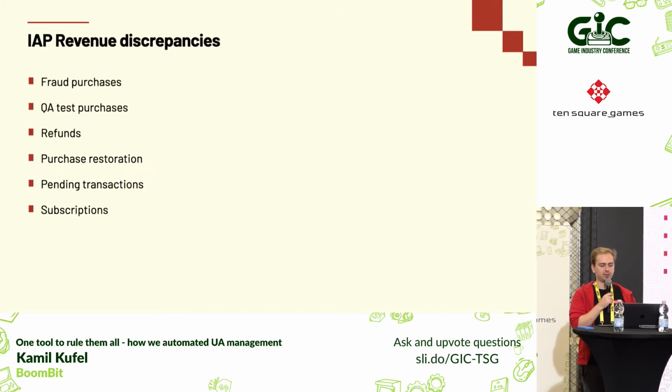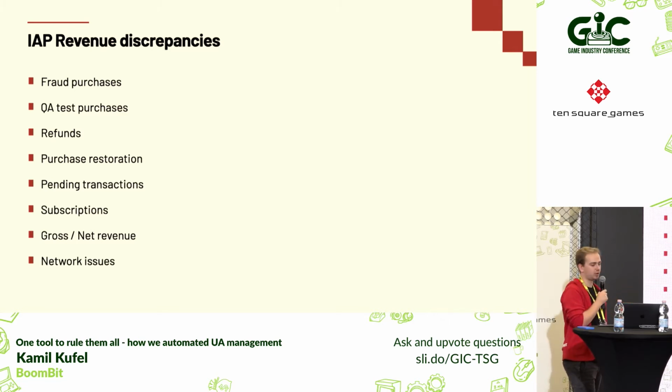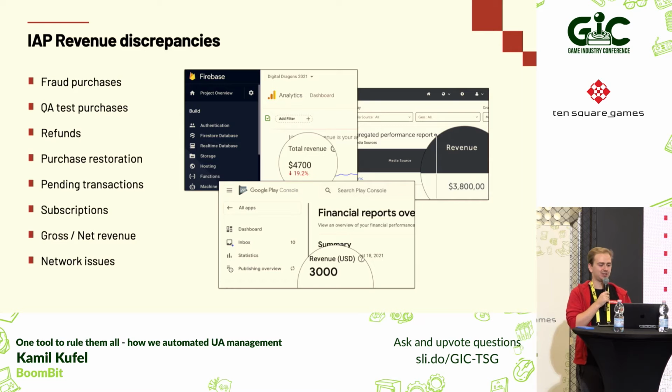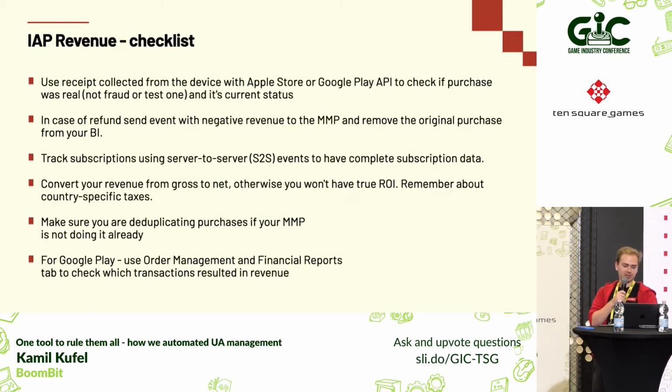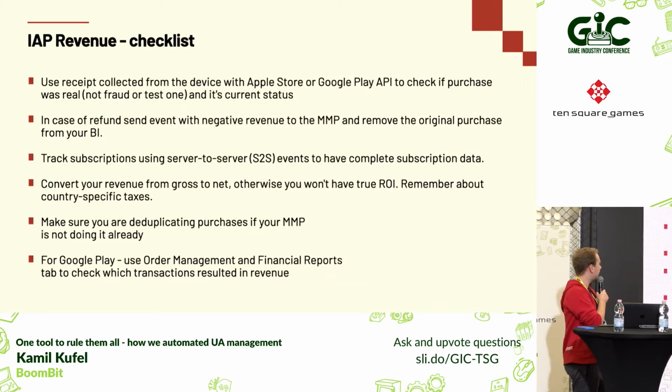We also need the in-app revenue. There are plenty of reasons why it can go wrong, like fraud purchases, QA purchases, refunds, as I said. This is why you sometimes see in your dashboards that the in-app revenue is completely different across different tools. But actually, it can be fixed. We can align it between the tools, but we have to do some work to make that happen. So I have prepared a checklist, basically covering all the things you need to implement in order to have accurate in-app revenue.